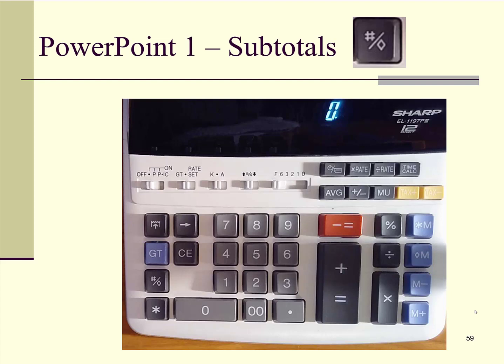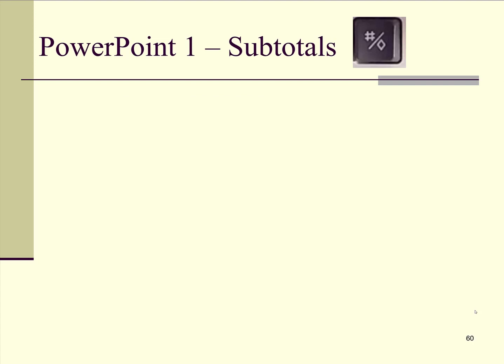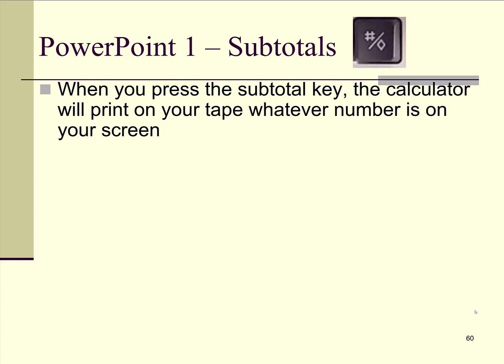Now we're going to learn about the subtotal function. To use the subtotal function, you press the key on the left side of your keyboard with the pound symbol / diamond. We will be calling this the subtotal key. When you press the subtotal key, the calculator simply prints on your tape whatever number is on your screen at that time. So let's try it now.